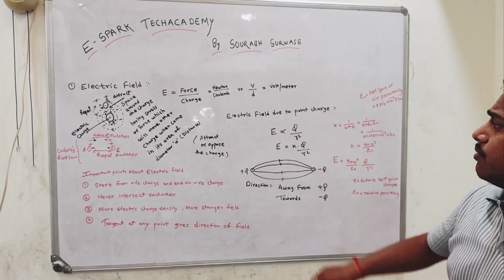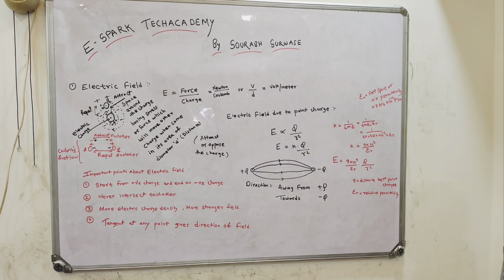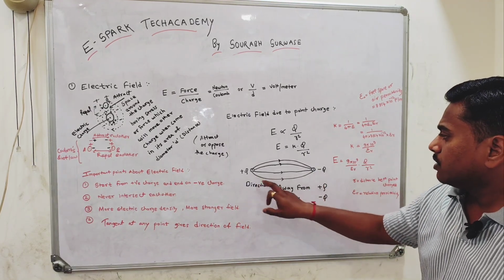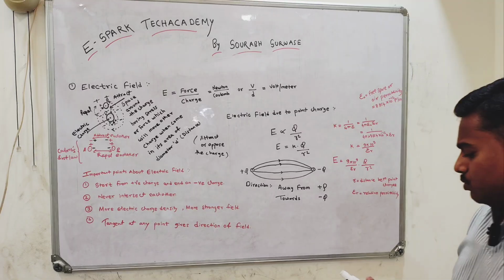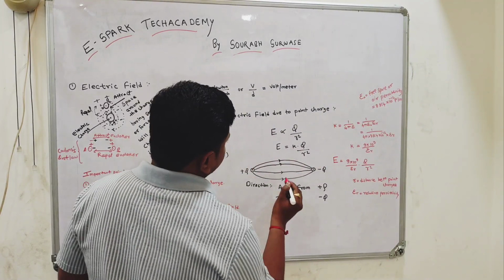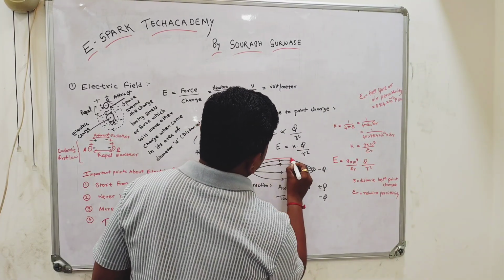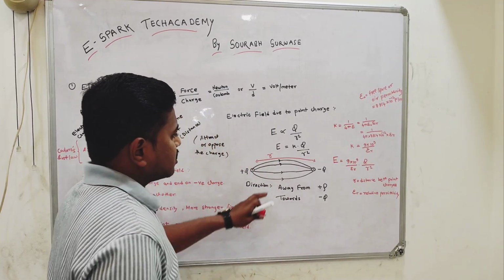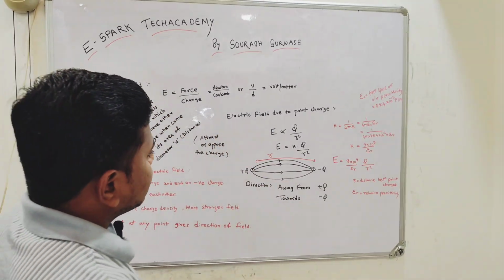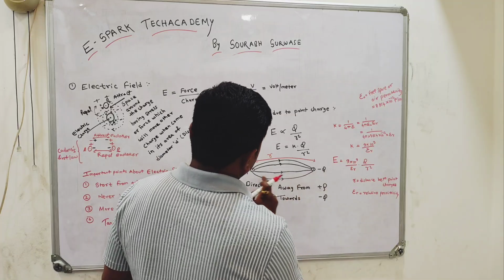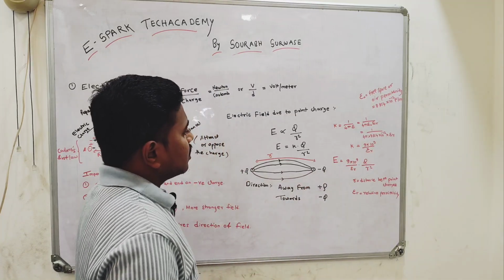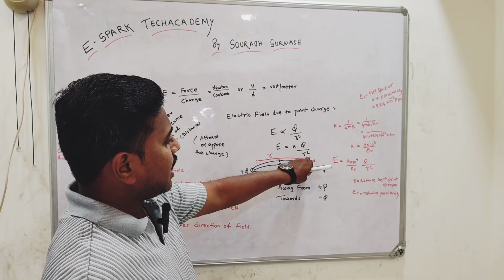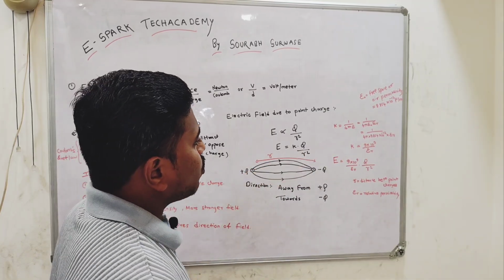Now, electric field due to point charge. These are two charges which are separated by a distance r. Here q is the charge, r is the distance, and k is a constant.